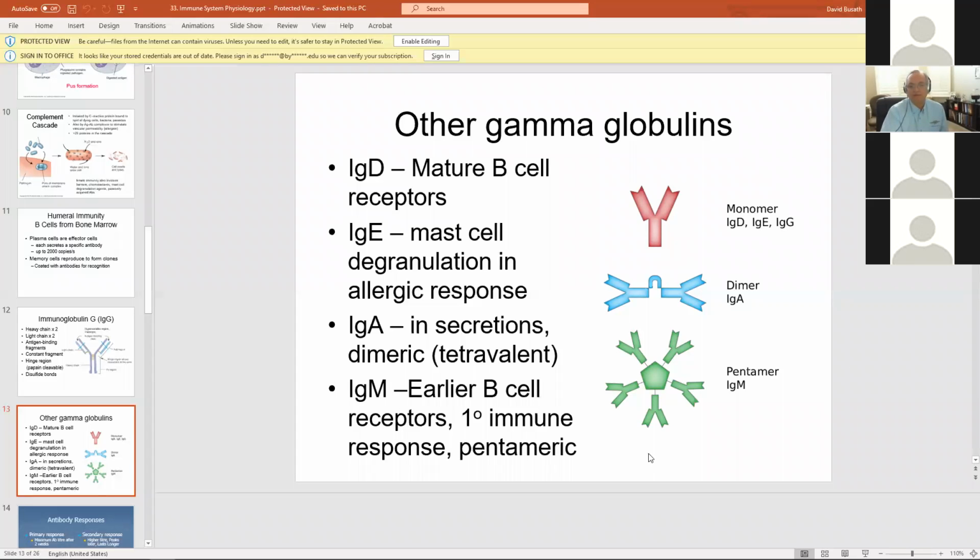IgM, this pentameric antibody. So you might think in the primary response, you've got these super binders that could really bind things up, but they're not very mobile. They're all attached to each other. So in the secondary response, you have IgG, with IgD forming the receptor on the surface and IgG being secreted by plasma cells to just diffuse around in the blood, opsonize bacteria and other things. Great job, Maureen. Thank you.